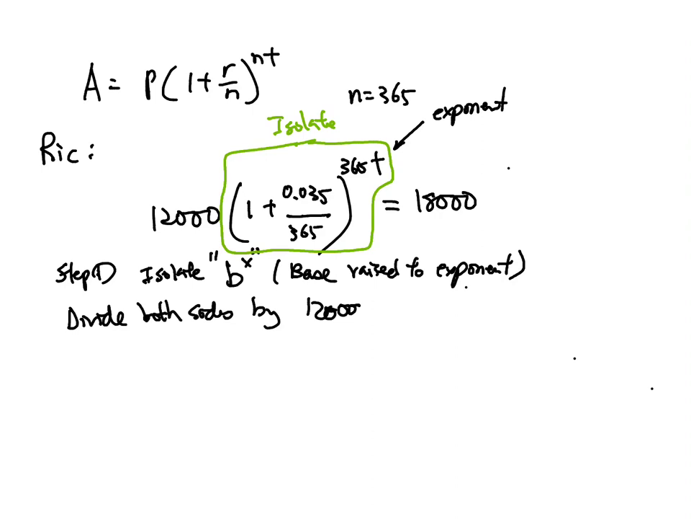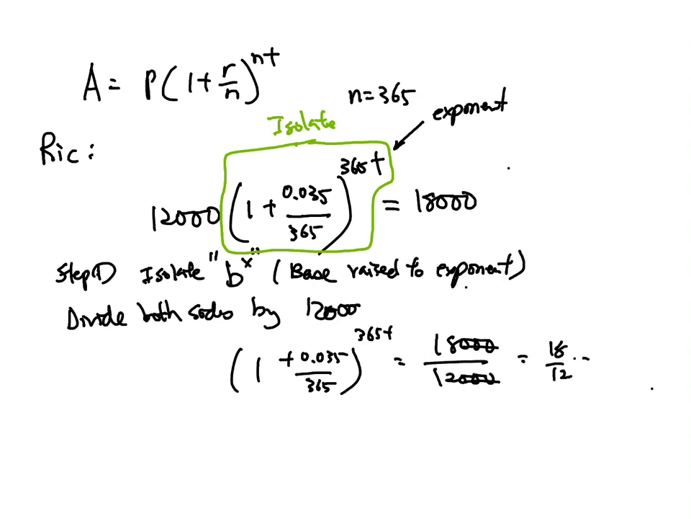So if I divide both sides by 12,000, I end up getting (1 plus 0.035 over 365) raised to 365t equal 18,000 divided by 12,000. Cross out the zeros, you get 18 over 12, which is 3 over 2. I'm going to go to the next page. (1 plus 0.035 over 365) raised to the 365t is equal to 3 over 2.